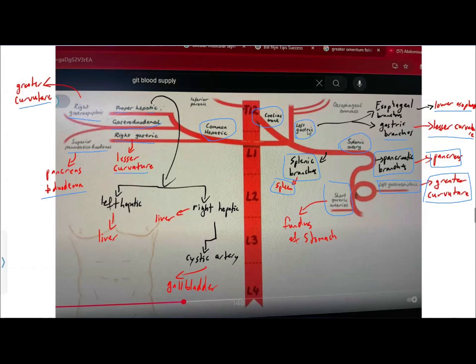And it will give a branch, the proper hepatic, which will be divided into left and right. The left hepatic will supply the liver only. The right hepatic will supply the liver, and it will give the cystic artery, which will go to the gallbladder. Okay? Is the celiac trunk clear?